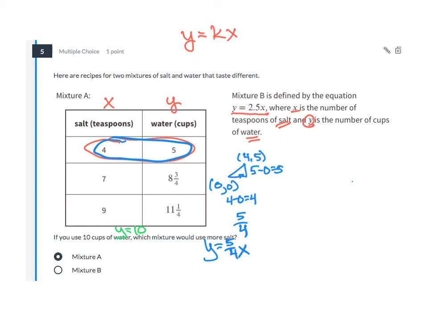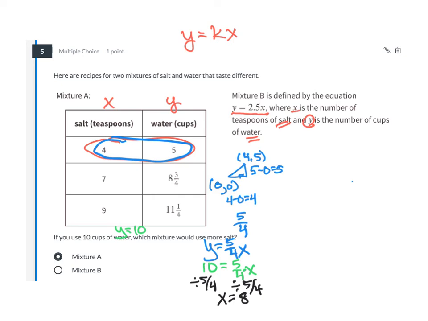Let's start with the blue equation. So we're going to have 10 equals 5 over 4x. Remember, 5 over 4 and x are multiplying each other. To solve this, I'm going to go ahead and divide by 5 over 4 on both sides. So let's take our calculators, do 10 divided by 5 over 4. What do we get? That is 8. So we have 8 cups of water for mixture B.